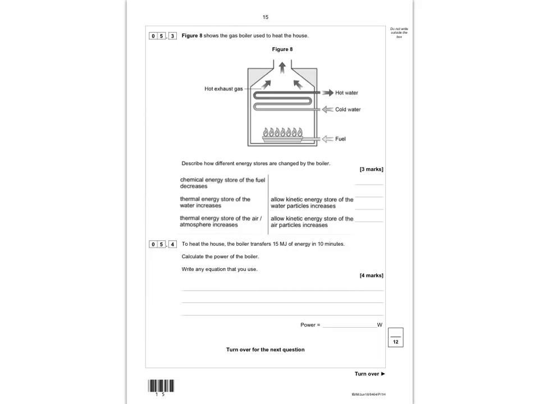Question 5.4 says to heat the house, the boiler transfers 15 megajoules of energy in 10 minutes. In which to calculate the power of the boiler, write any equation that you use, and it's worth 4 marks. So I'm going to use the equation that power is work done over time, or remember that work done is the same as energy transfer. So that's the equation I want to use for this question.